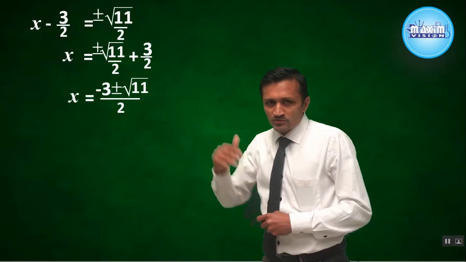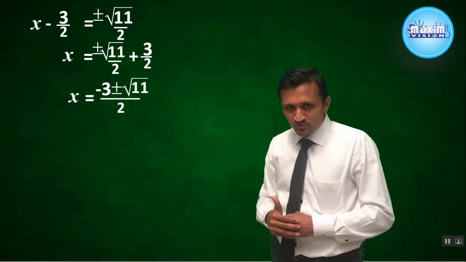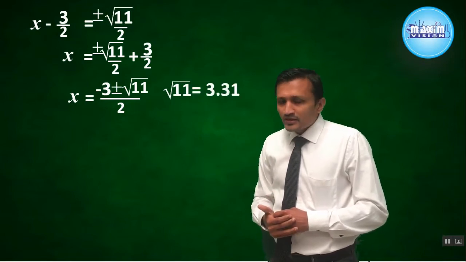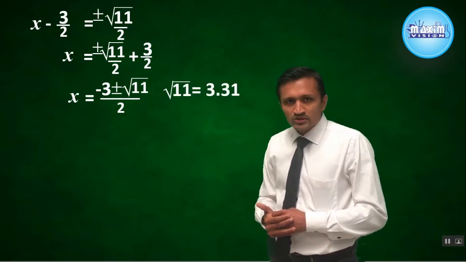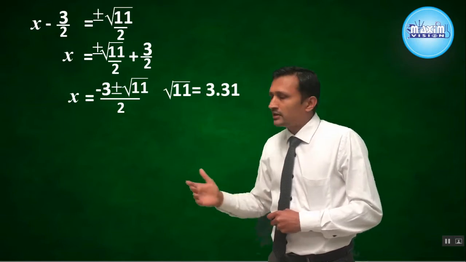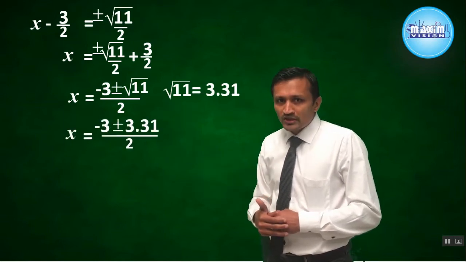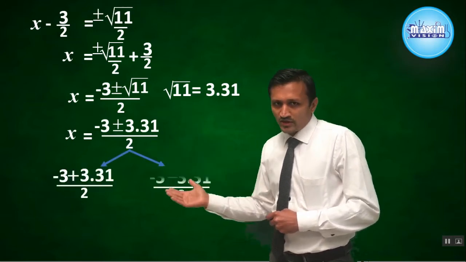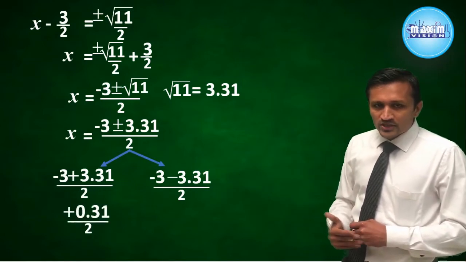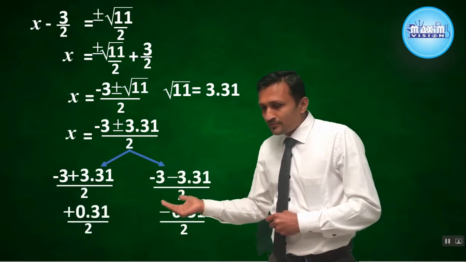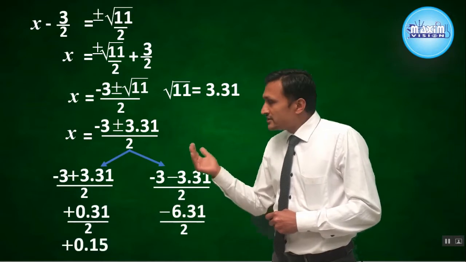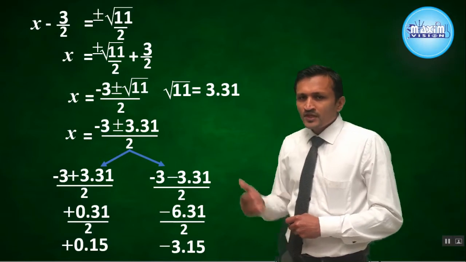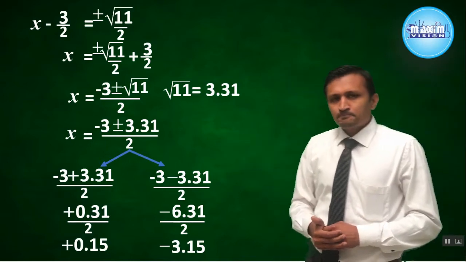But there are two possible values for x, plus and minus sign conditions. Then giving the square root of 11 a value of approximately 3.31 and substituting it instead of square root 11, we can decide two values this way and go to the answer. Quantitatively, the answer can be evaluated approximately as plus 0.15 and negative 3.15. This is the past knowledge regarding our lesson.